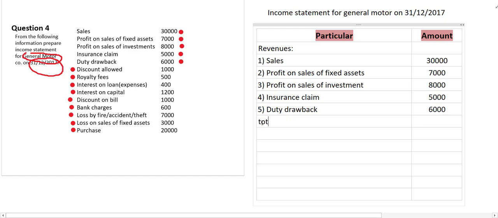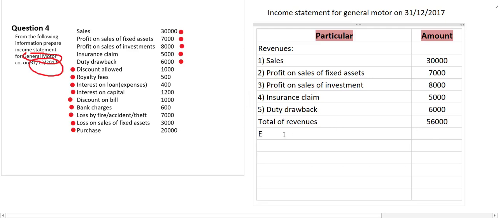Since revenue is finished, what do we do with the total? Total of revenue, right? Total of revenues. We find the total. 56,000 is the total of revenue.